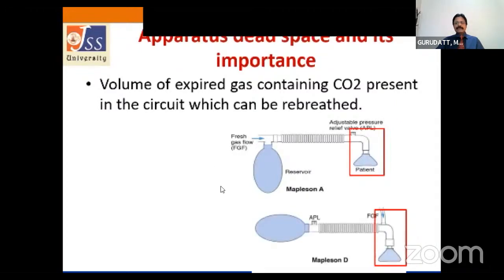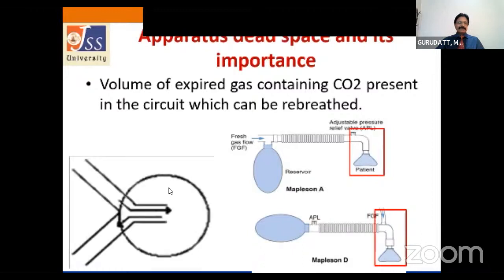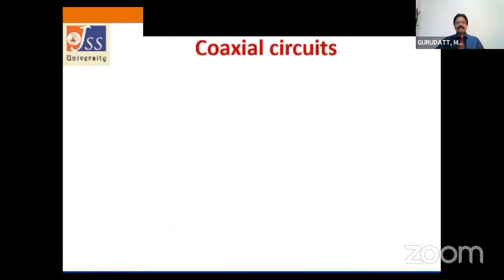In a Mapleson D circuit, and E and F, and also the Bain circuit, it is up to the entry of the fresh gas flow. And in the case of the closed circuit, it is up to the Y piece. Still, mixing of expired and inspired gases can occur, and there is the possibility of some amount of rebreathing of carbon dioxide containing gases. Coming to the coaxial circuits, you know that we have two coaxial circuits.